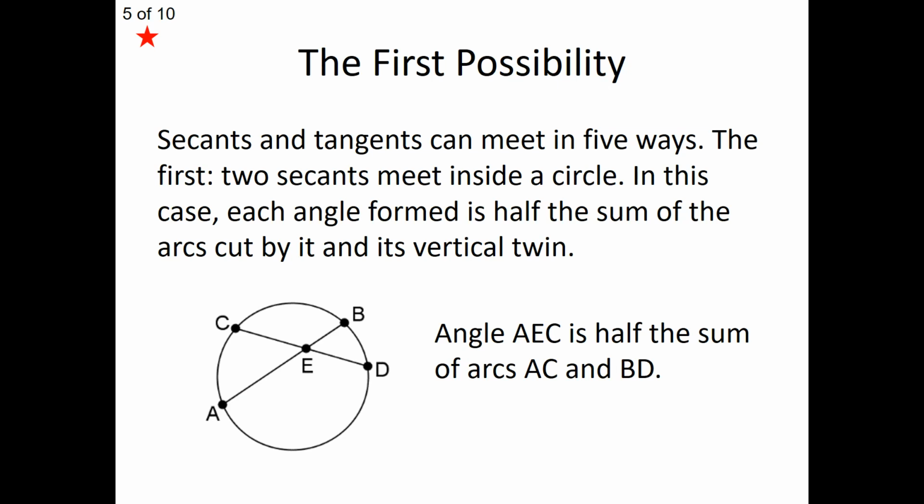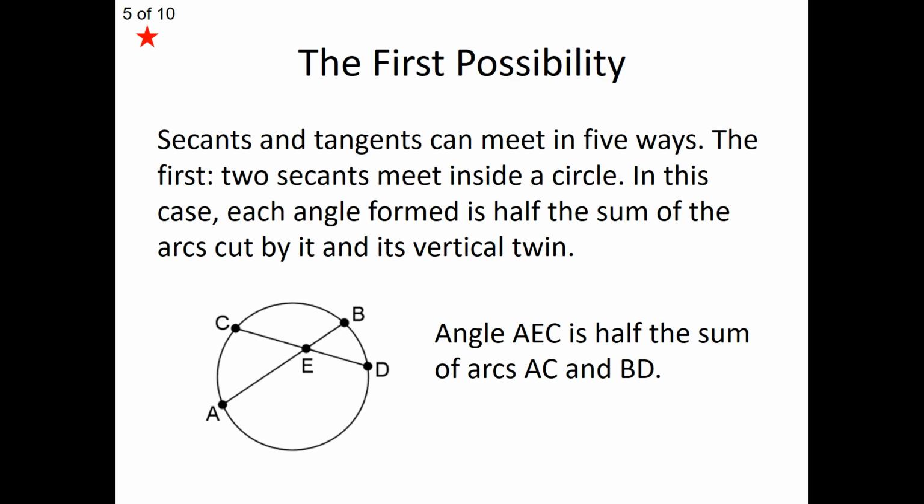Because the intersection of those two secants forms two pairs of vertical angles, if I refer to any one of those angles, I also need to refer to its vertical twin, because its vertical twin also cuts out an arc. And those two arcs, where the angle itself is cutting and its vertical twin is cutting, are both involved in the sum that you're going to find to calculate the measure of that angle.